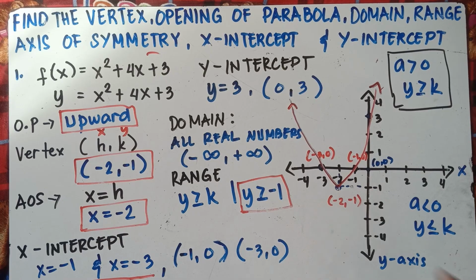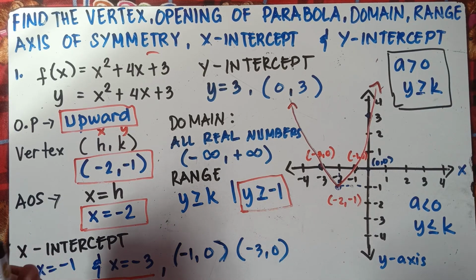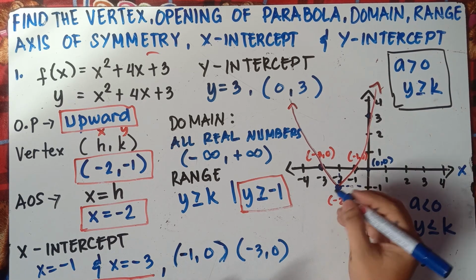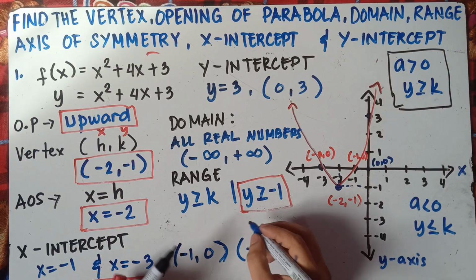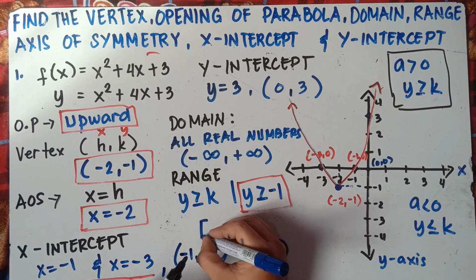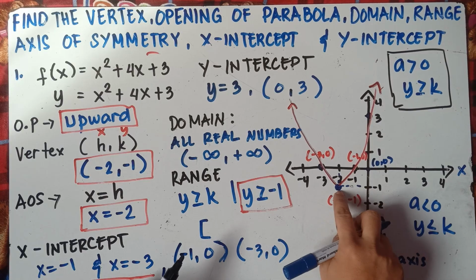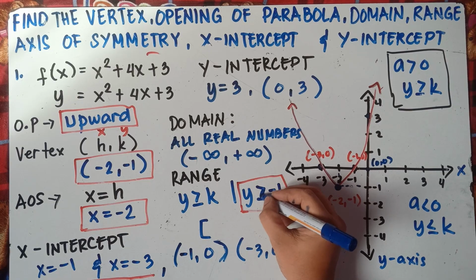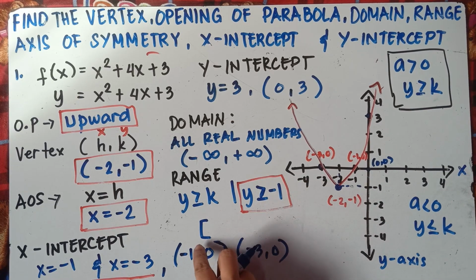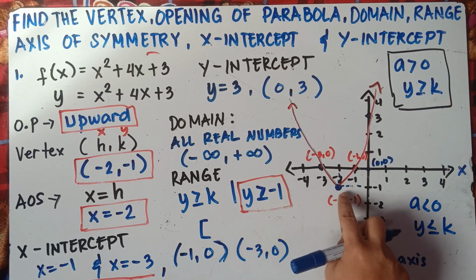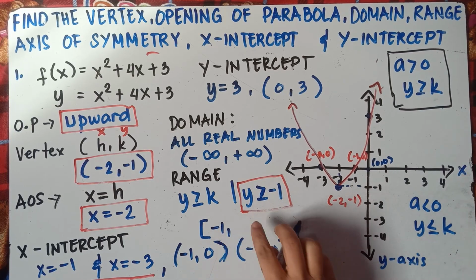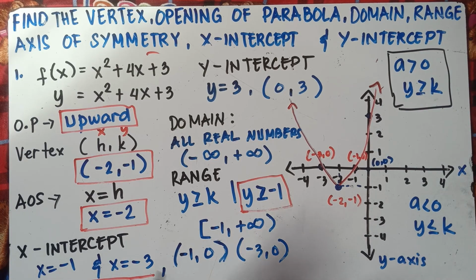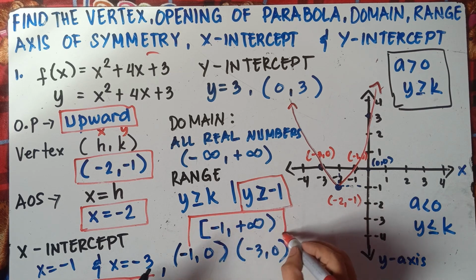Negative 1 is included. In interval notation, you can write this one from negative 1 up to positive infinity. You use a bracket because negative 1 is included. Once again, class, in quadratic inequality, if you have greater than or equal, you will use brackets. So negative 1 is included up to positive infinity, and for infinity you use parentheses. Alright, so all set, class. This will be our y values.